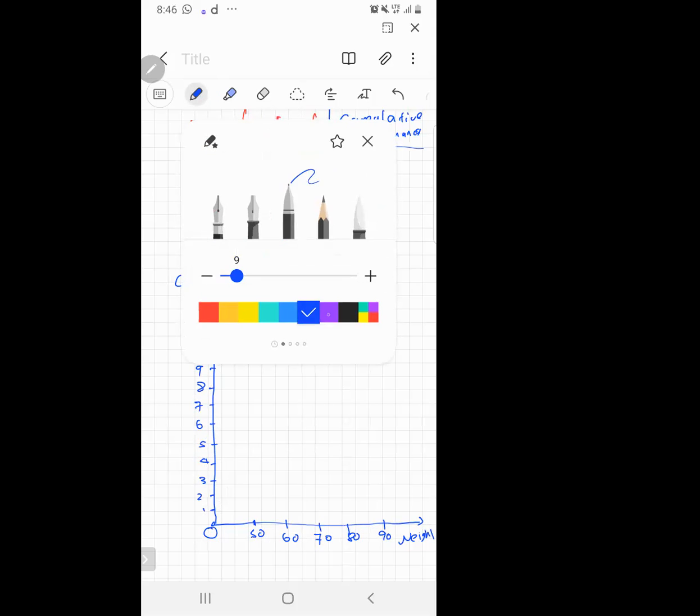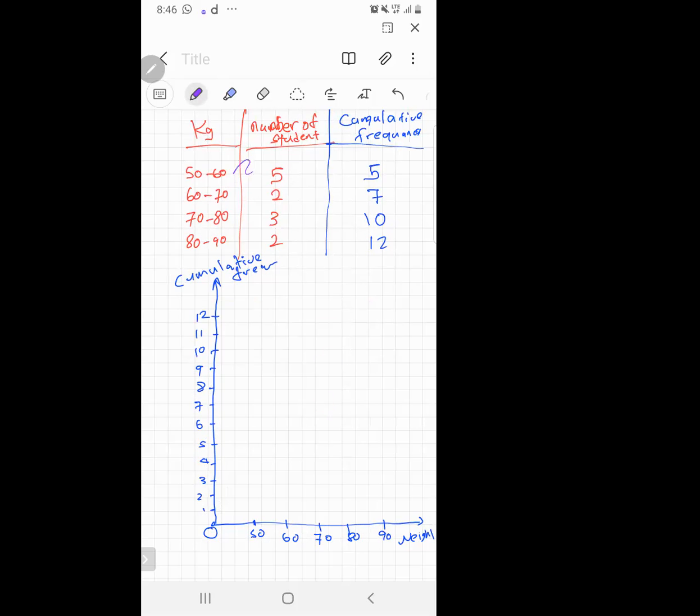So now I'm going to mark the points. 50 is the initial point, starting point, and 60 it's 5, and 70 it's 7, and 80 it's 10, and 90 it's 12. So your cumulative frequency is like this. So this is your cumulative frequency graph.